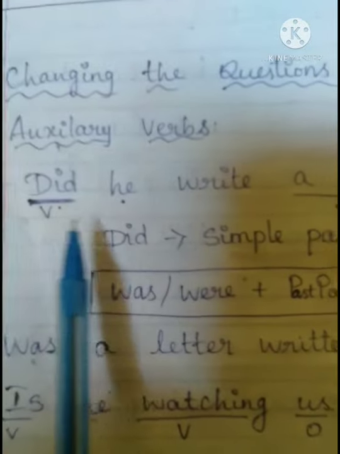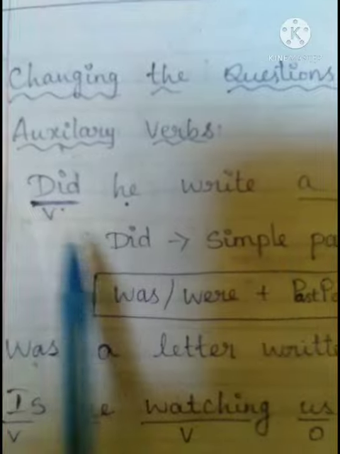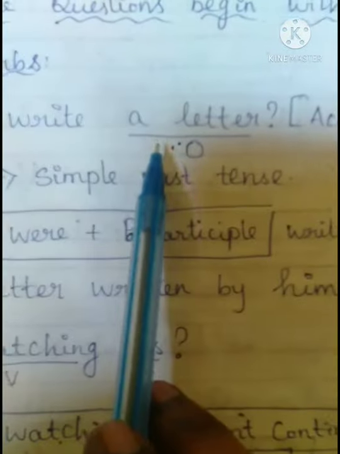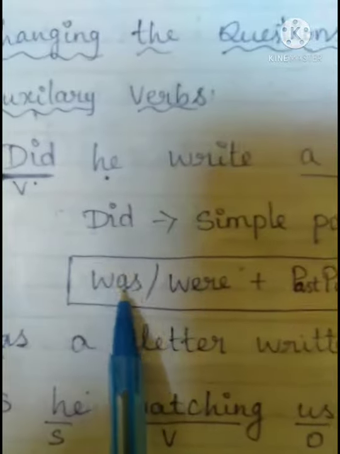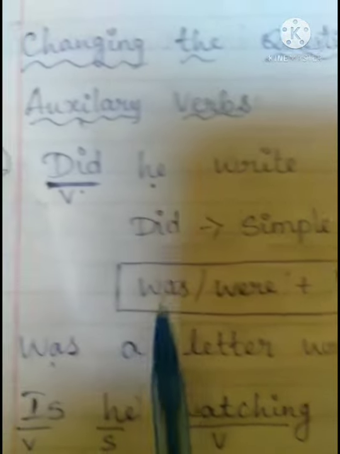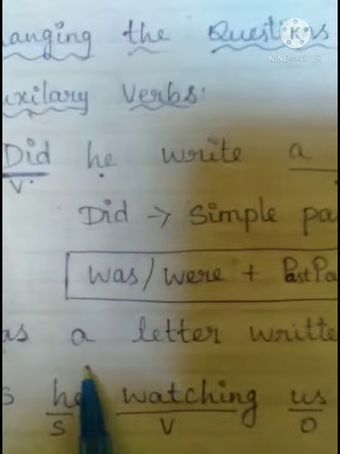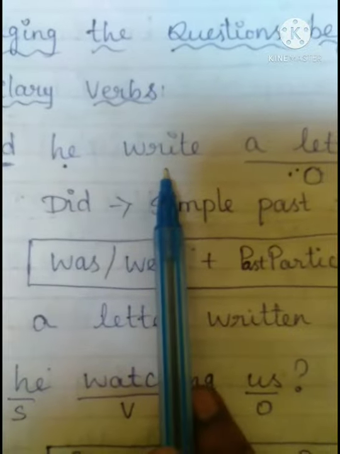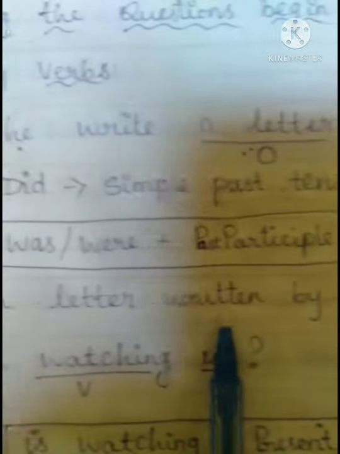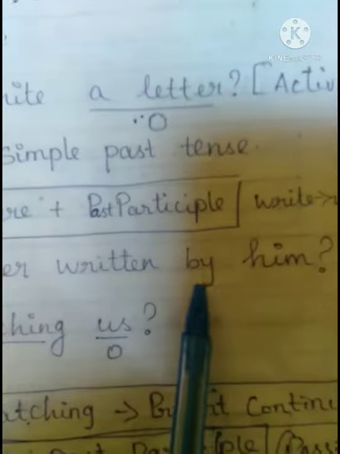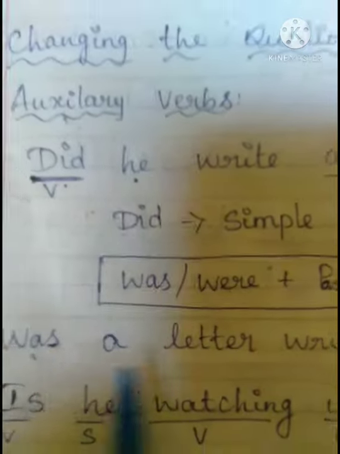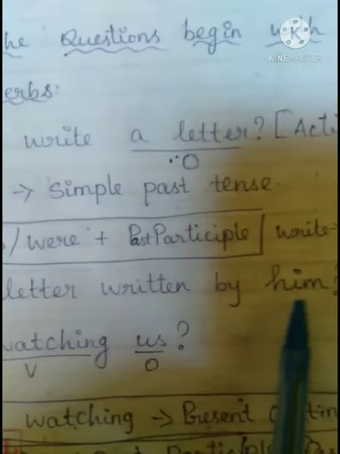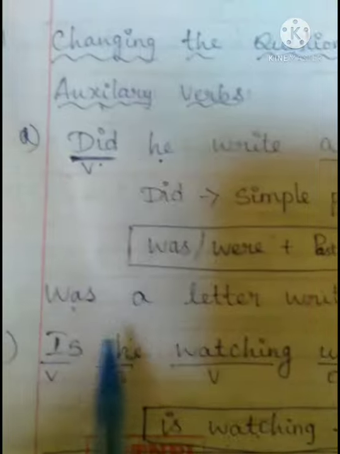So how can we change this interrogative sentence into passive voice? What is the subject? A letter. A letter is singular, so we have to use was. We have to begin with was. Was a letter. What is the past participle for write? Written. Was a letter written by. How do you change this subject he into object? Him. Was a letter written by him. Clear? Look at the second example.